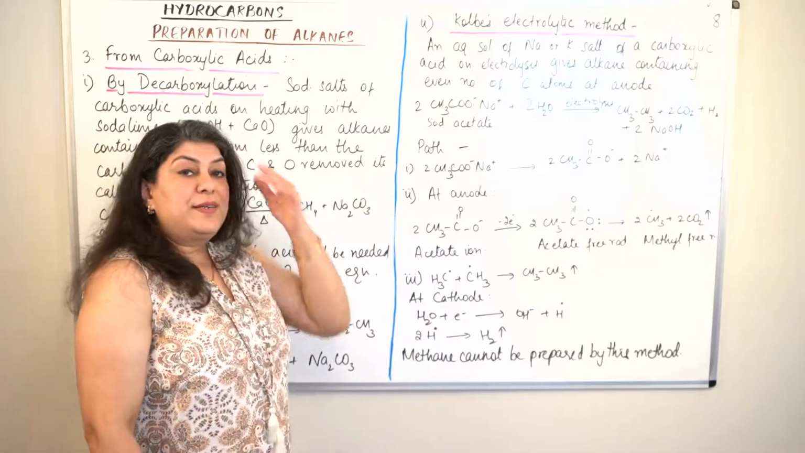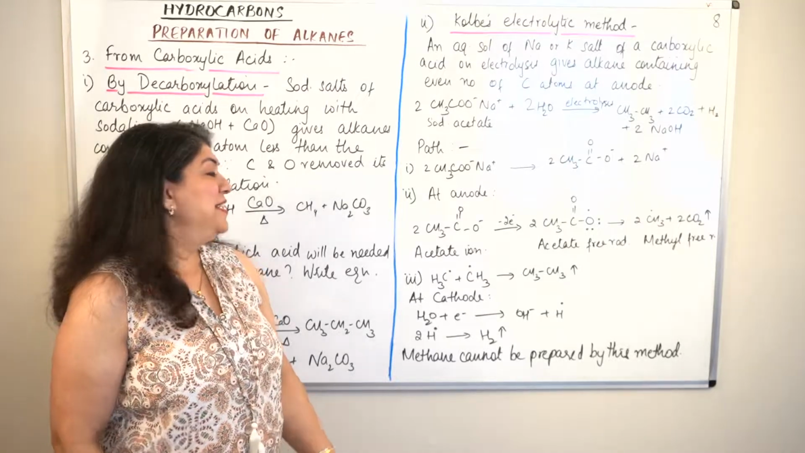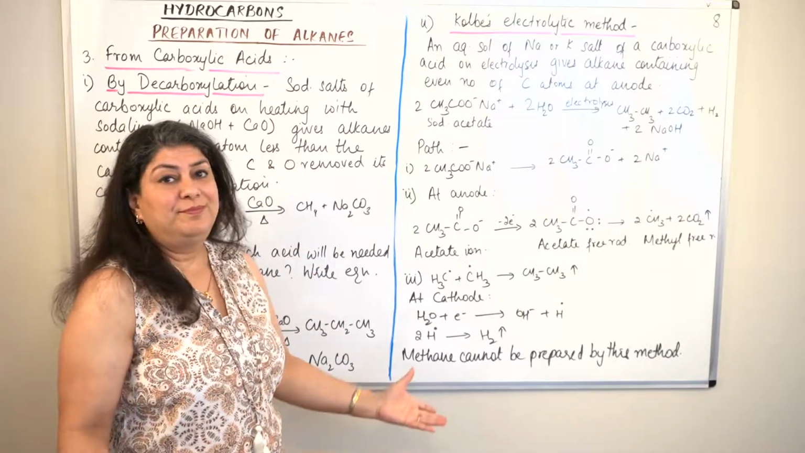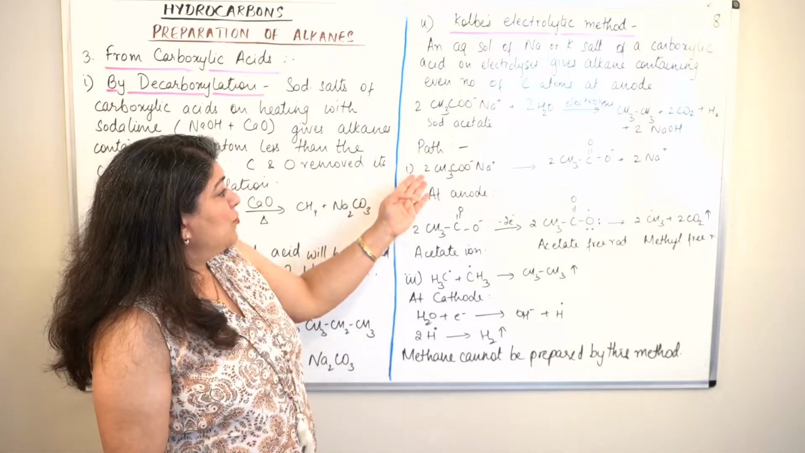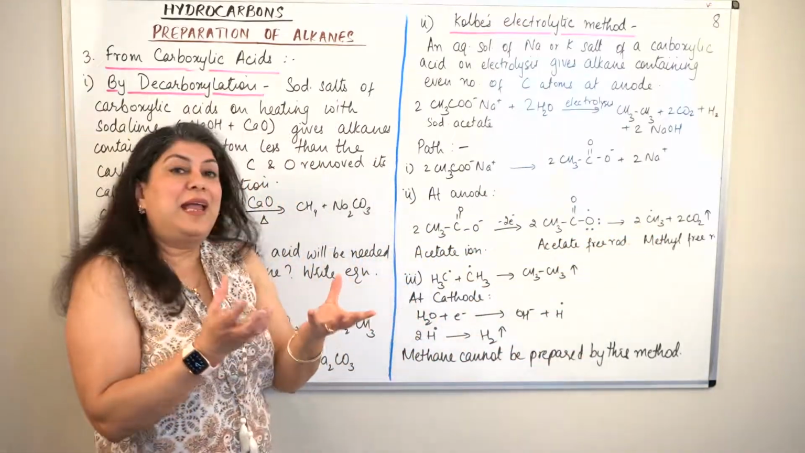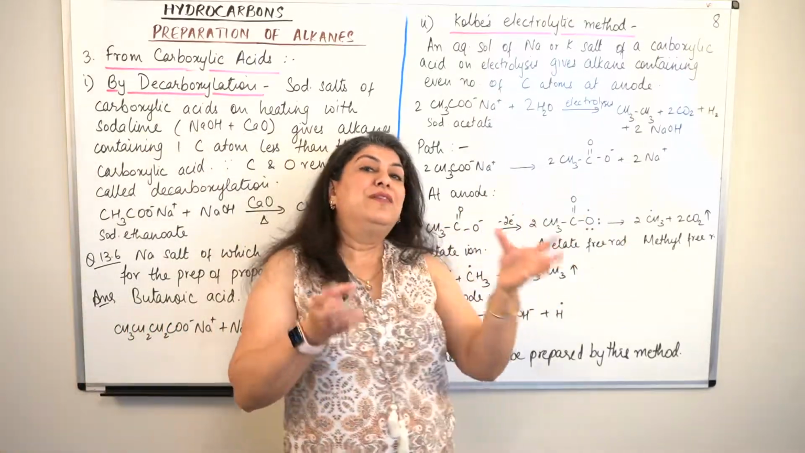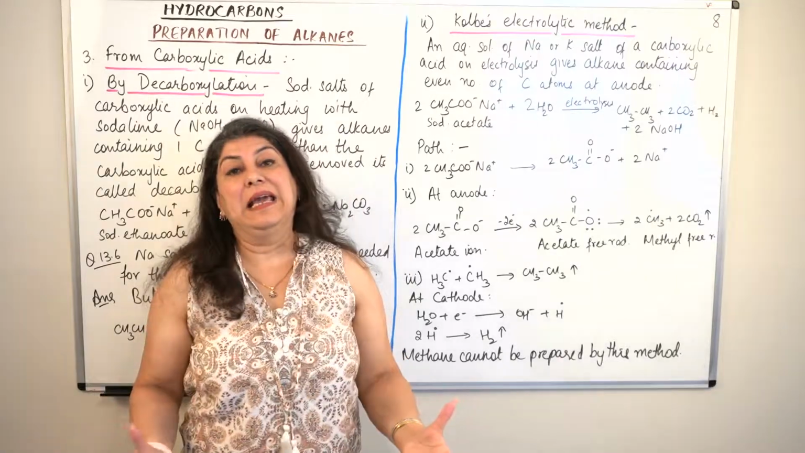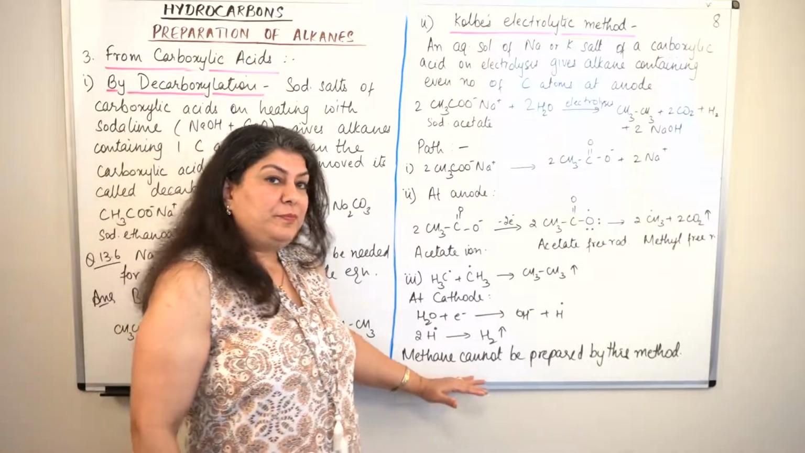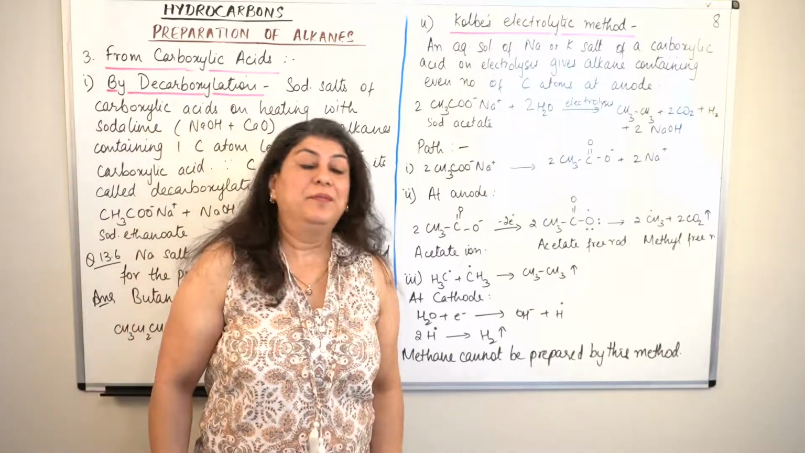Now the last point here says that methane cannot be prepared by this method. Guess why? Very easy. You need an even number of carbon atoms, and methane has only one carbon atom. So this is where we started, with the methyl free radical. There can be nothing smaller than a methyl free radical. So even if you had methyl free radical, the first product that you will get will be ethane, which will at least have two carbon atoms. So you can never have the alkane methane prepared by electrolytic method.